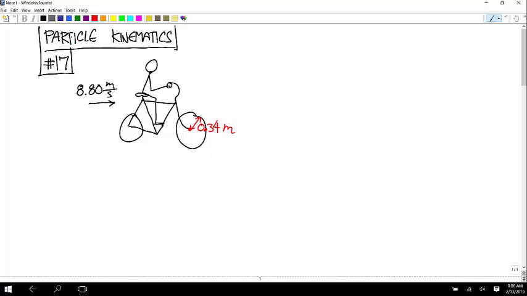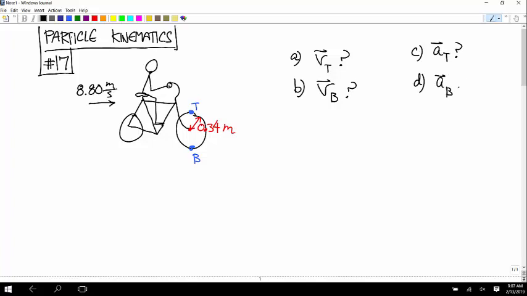What's the velocity vector at the top point of the wheel? I'll call that P for top. The velocity vector of a point at the bottom of the wheel. And what's the acceleration? Okay, so what's the velocity at the top? Velocity at the bottom. And then the acceleration at the top and the bottom. And then the last one is sort of an understanding question.